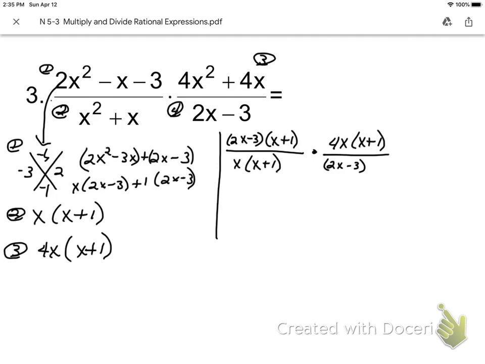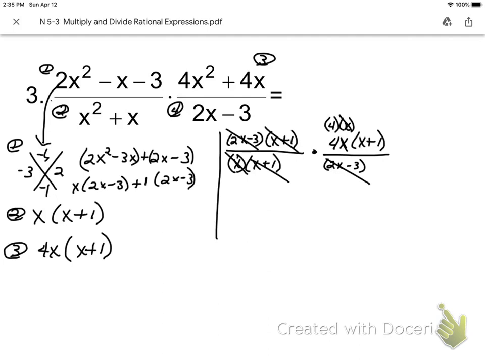So what matches exactly? And since they're all multiplied, we can cancel from one factor to the next. If these were added, that's not the case, but with multiplication and division, you can cancel from one fraction to the next. So the 2x minus 3's will cancel. One of the x plus 1's will cancel. And sometimes y'all want to think of this as 4x as a whole thing. It's 4 times x. Those are two different factors. 4 times x, and this is an x. So the x will cancel.